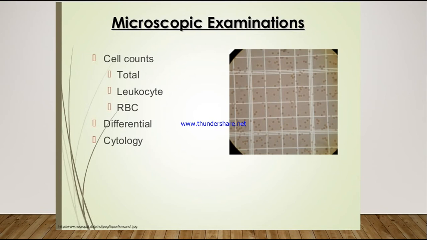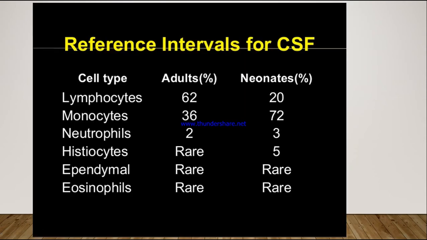In CSF there are two examinations: one is microscopic and one is macroscopic. Microscopic comes from the word microscope, so you will count the number of cells. Here the cell counts are total leukocytes and RBCs. You will also check the differential and the cytology. So these are some of the microscopic examinations.